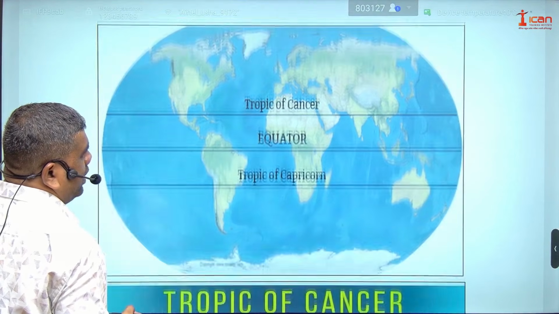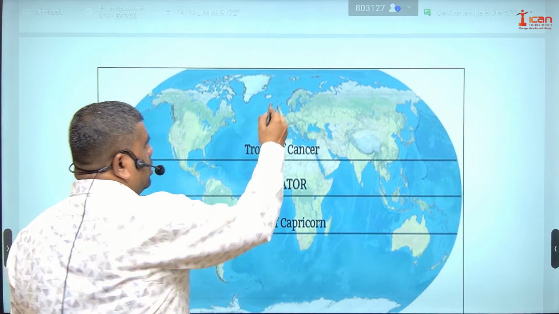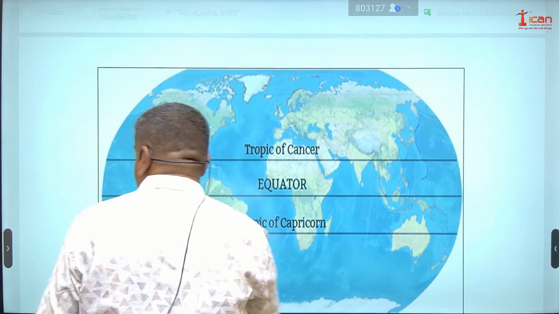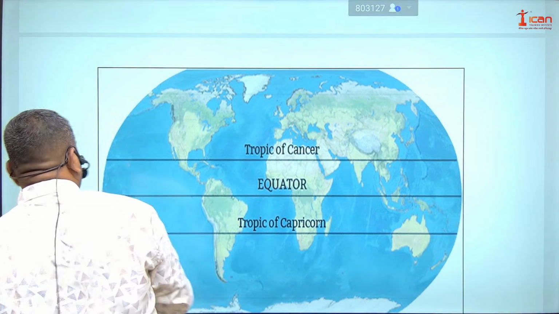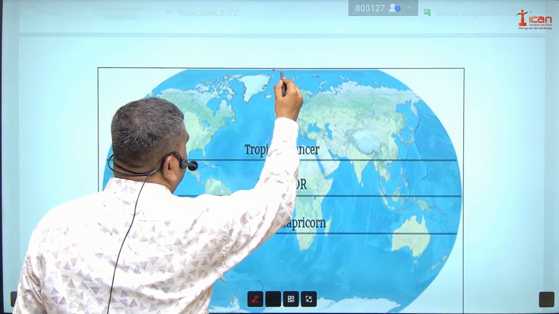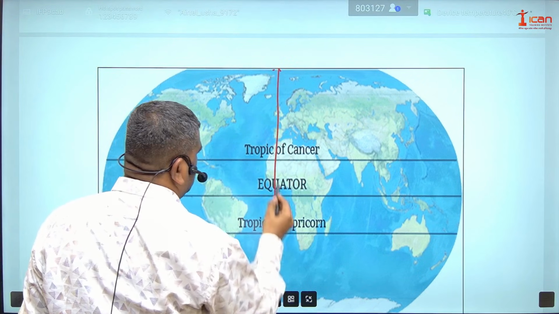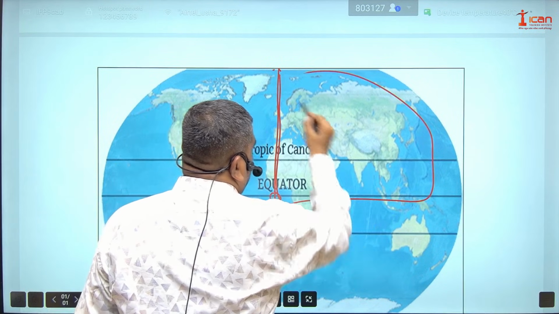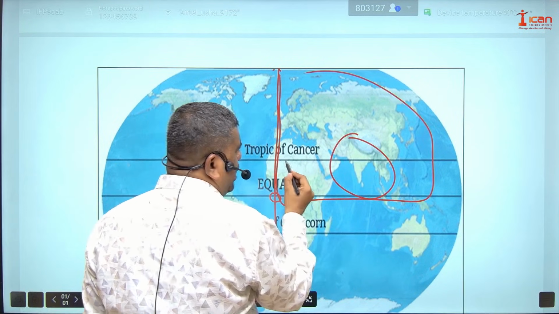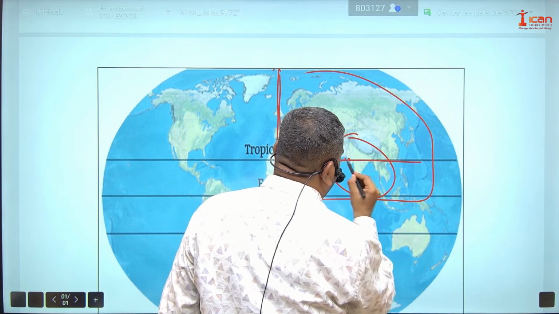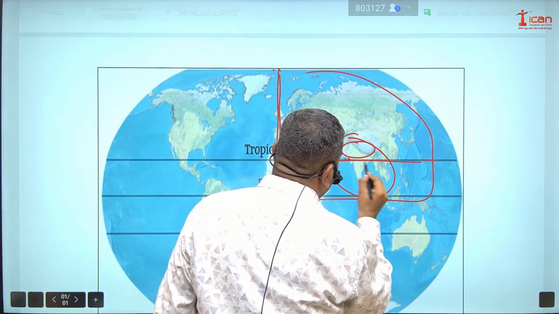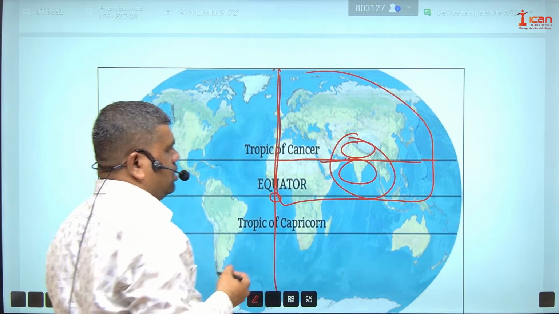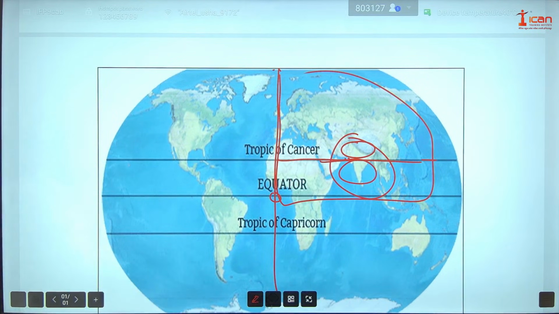Now let us look where India is. So the Greenwich, the UTC or the Greenwich Mean Time is somewhere here, right? So here is the equator, and we are in this part. India is here. Now if you look at the Tropic of Cancer, it passes right through the middle of the country, almost dividing India into 2 parts. So this is how it looks.